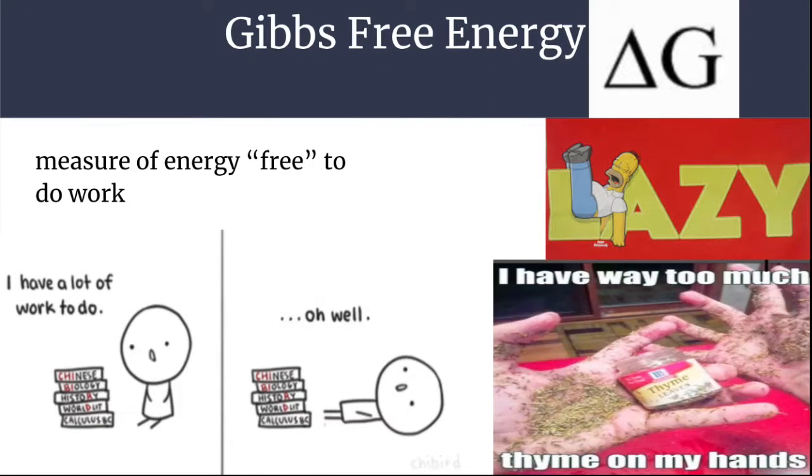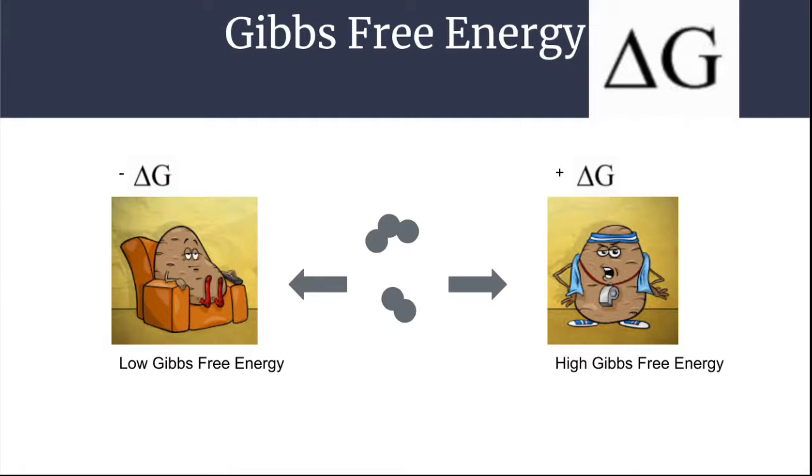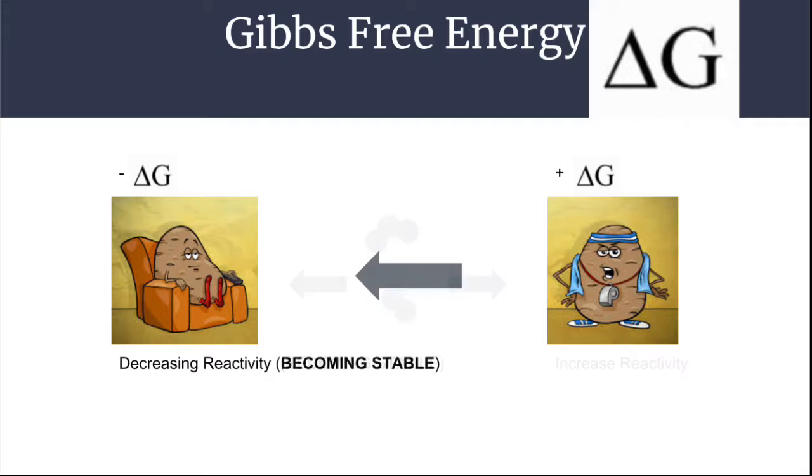The delta G you saw refers to Gibbs free energy. It's easy to understand because it's a measure of energy free to do work. Molecules can either decrease or increase their free energy as denoted by the negative and positive delta G. What that means in chemistry is that the molecules are either becoming stable by being less reactive or becoming more reactive. In the universe, molecules are just lazy, like us. Molecules want to be less reactive by being more stable.